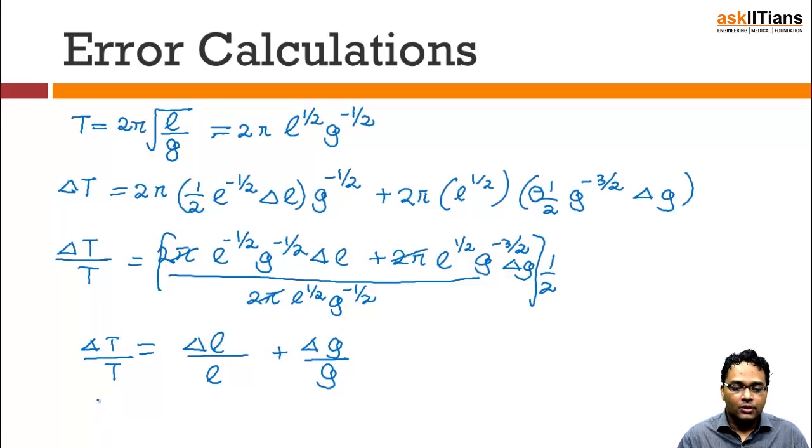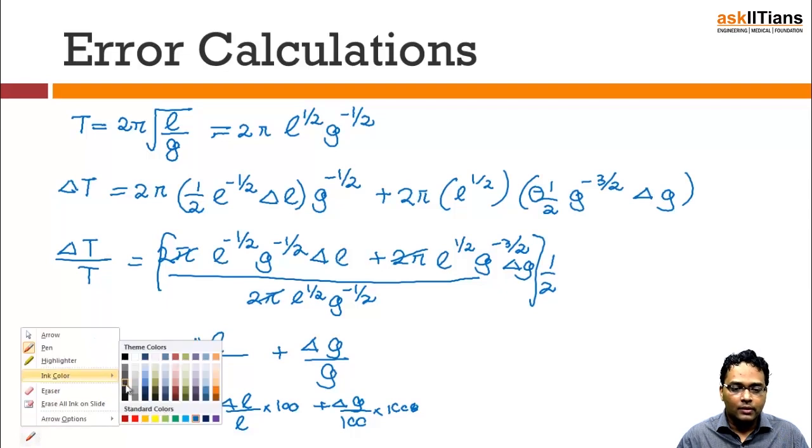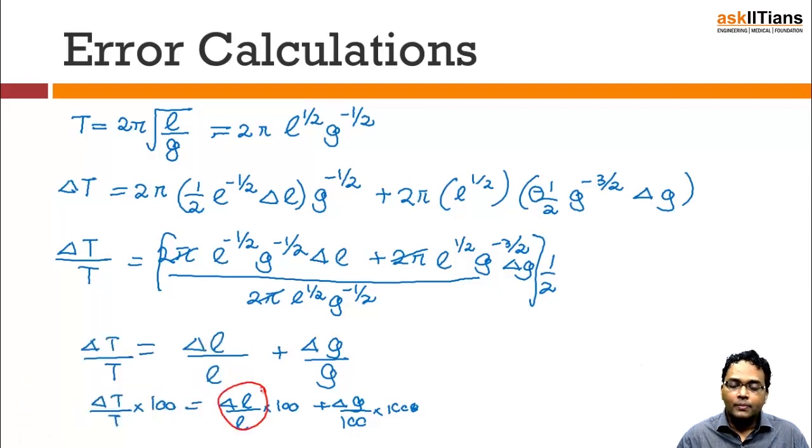This comes after this. Now if you would like to find the percentage change in the time period, you multiply it by 100. So this is going to be given by delta L by L into 100 plus delta G by G into 100. If you are given these values, let me change the color. You are given the percentage change in the length, you are given the percentage change, this is G here in the denominator, in the acceleration due to gravity, and you are given the percentage change in the length.